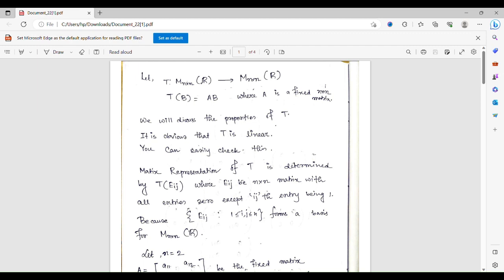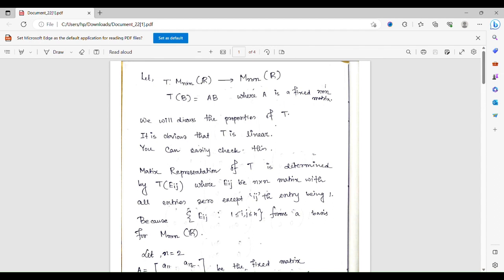Today I am going to discuss an interesting linear algebra problem. Mainly I will discuss the properties of the linear operator. It is important because this type of question is asked in many competitive exams like NET, GATE, JAM and also in TIFR.